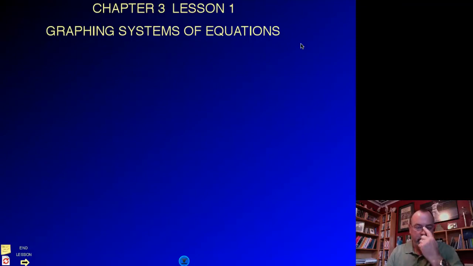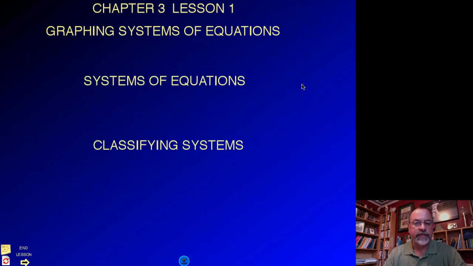Chapter 3, Lesson 1, Advanced Algebra, looking at graphing systems of equations. We'll be continuing our work with linear equations. We're going to take a look at what makes a system of equations, and then we'll look at how to classify those, as well as doing a little review video on writing linear equations and graphing those. So let's take a look at what a system of equations is.